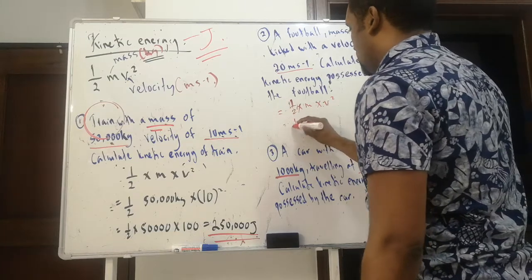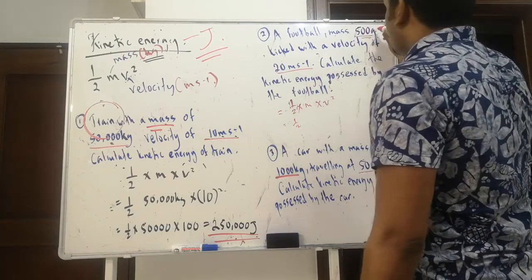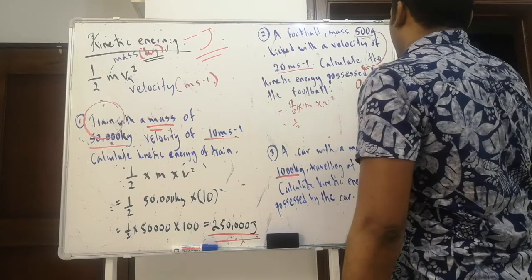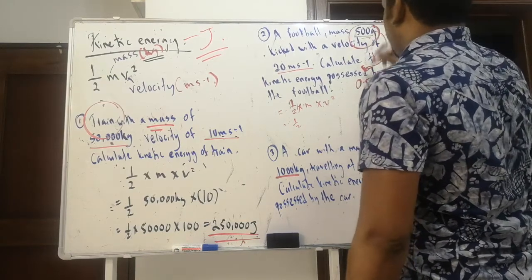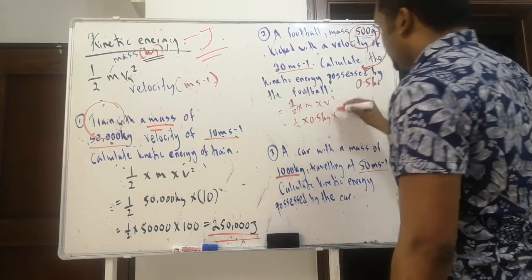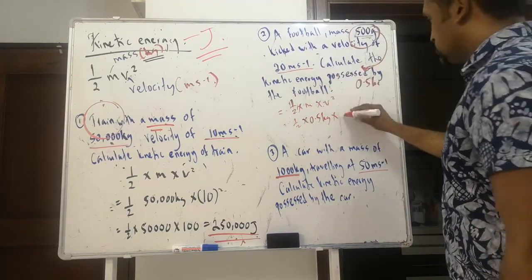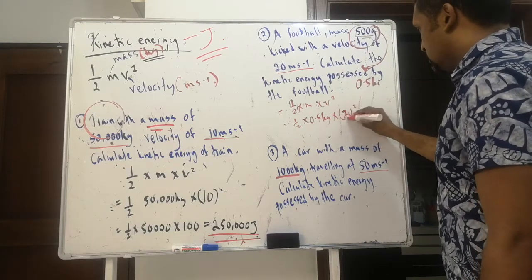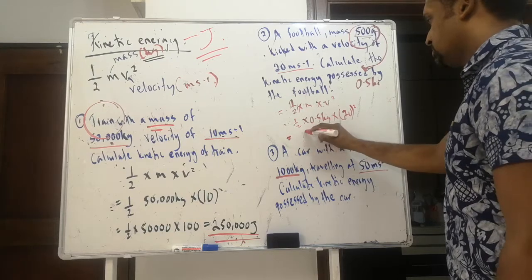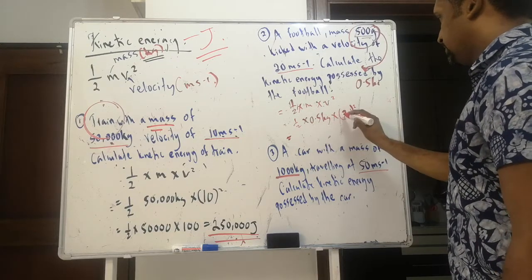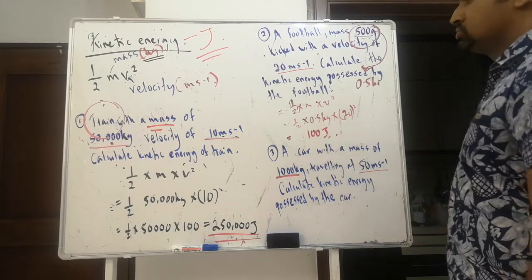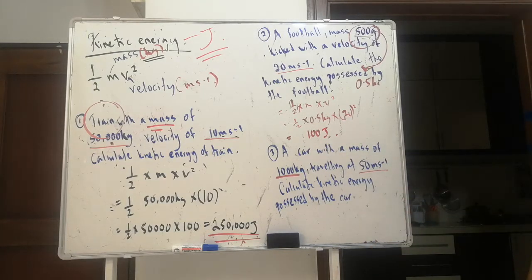So equals half times mass, convert grams to kilogram, so 0.5 kg. Convert this to kilogram. So it will be times 0.5 kg. Velocity is 20, so 20 squared. So the answer for this will be 0.25 times 20 squared, so this one will be 100 joules. That's the answer.